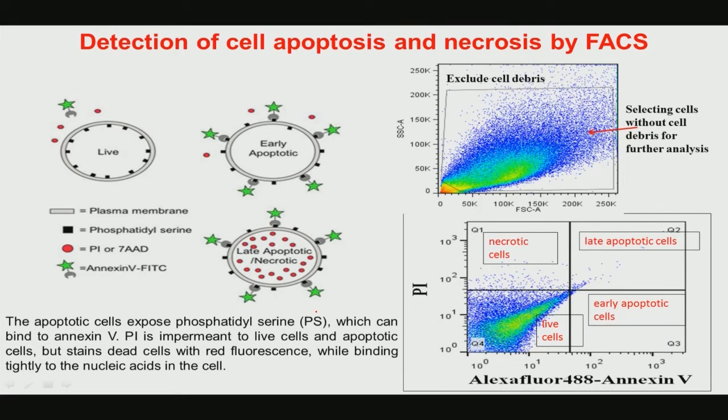For that, first we will discuss the use of this fluorescent flow cytometer to detect cell apoptosis and necrosis. Typically, FACS will give you a plot like this. As it is shown here, along the x axis is your forward scatter, and along the y axis is your side scatter.